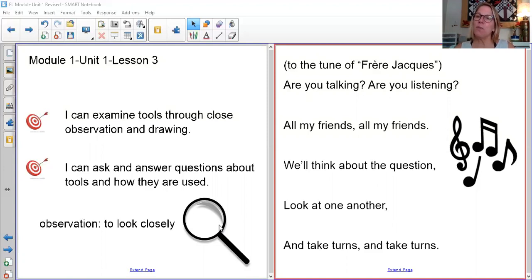So we could even do some movements with it. So all my friends, we can kind of put a circle or a heart. So go ahead, and when I point to you, you'll read it.